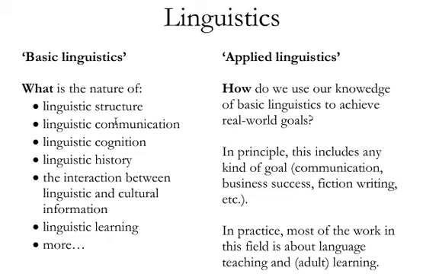How do humans acquire them and use them and know them? How did language get to be this way instead of some other way? And so on and so forth. Now, applied linguistics, as the name suggests, is about taking that basic knowledge and using it to ask questions about how to apply that knowledge in pursuit of linguistic goals, right? How do we use our knowledge of basic linguistics to achieve real-world goals?